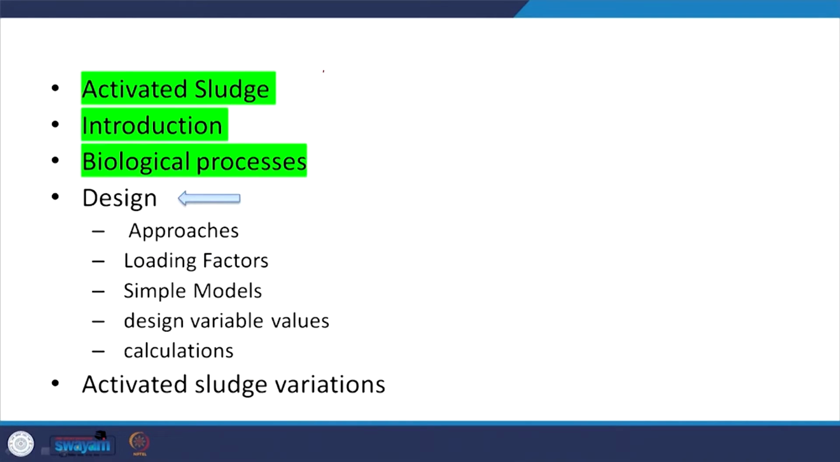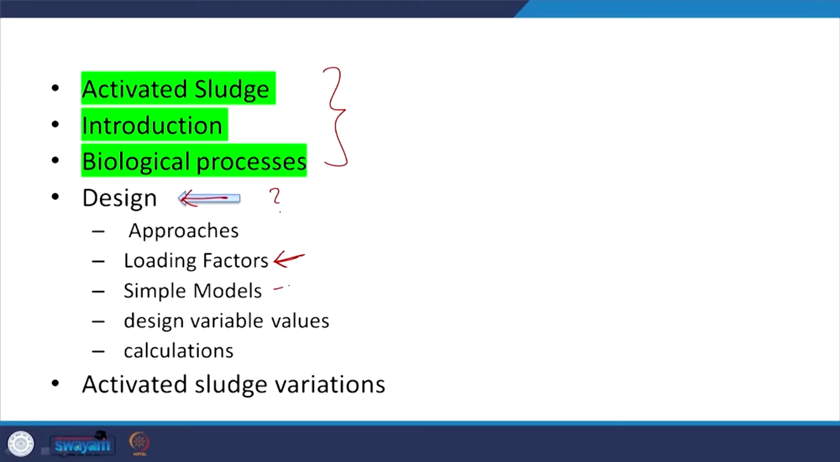So, we looked at activated sludge and the biological process. The major aspect obviously is design. How do I go about it? Here, based on thumb rules, depending upon how much mass load or how much waste is coming in, you have some factors based upon which you can choose the relevant volume. In India, I do not think we choose that often. We will look at simple models based on calculation and design variable values.